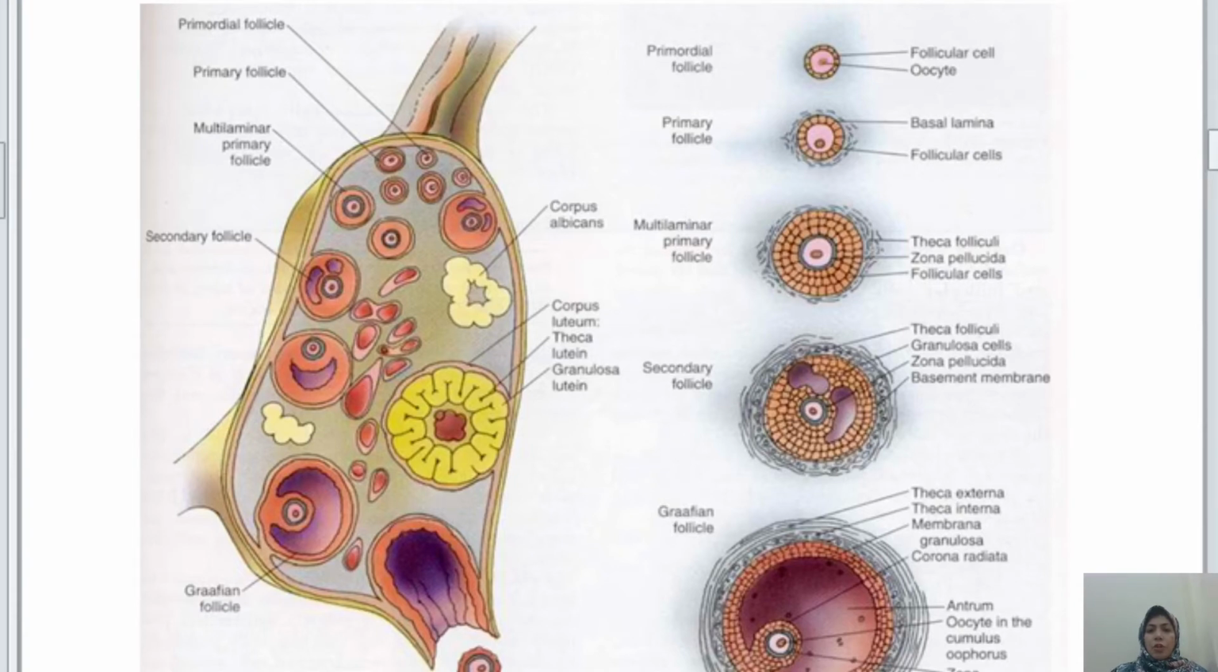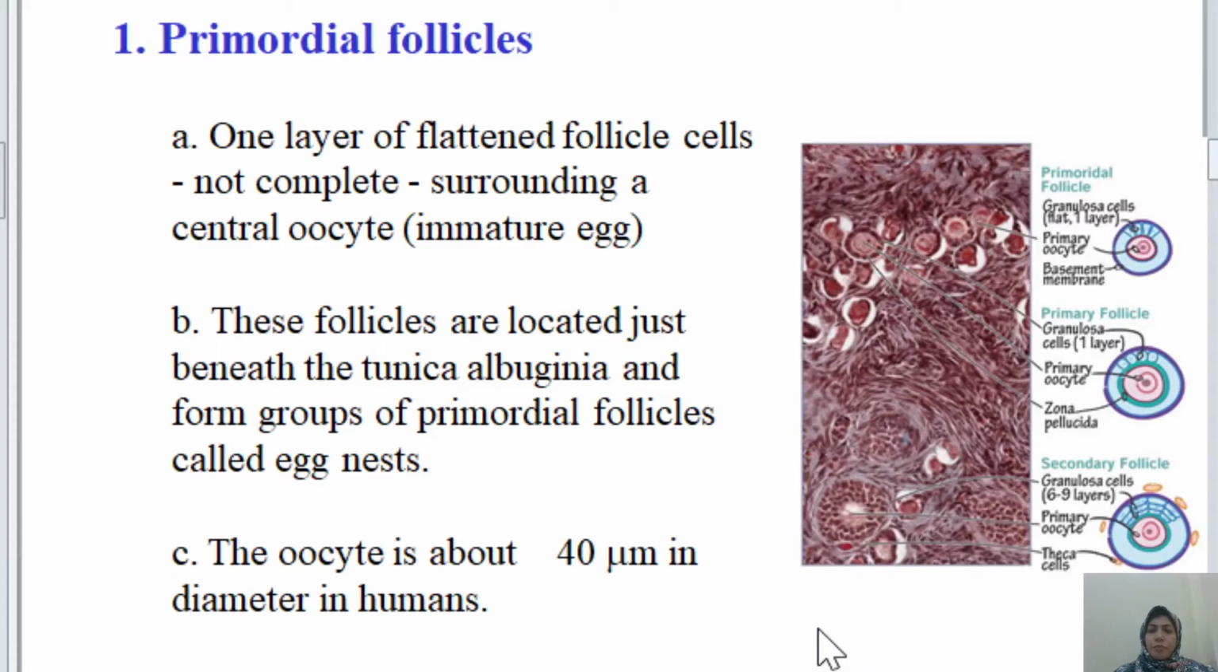In this picture, you see the ovaries and the types of follicles: primordial follicles, primary follicles, multilaminar primary follicles, secondary follicles, and at the end, the Graafian follicles or mature follicles. Now I want to explain these types of follicles. At first, I want to explain the primordial follicles.